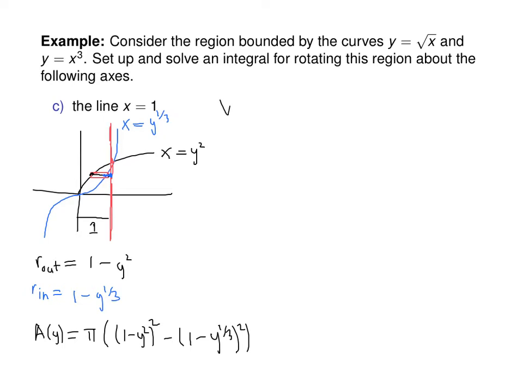To find the volume, pi times the integral from 0 to 1, I'm going to also expand those just to show you how. So (1 minus y squared) squared expands into 1 minus 2y squared plus y to the 4th, minus (1 minus y to the 1/3) squared, which expands into 1 minus 2y to the 1/3 plus y to the 2/3.